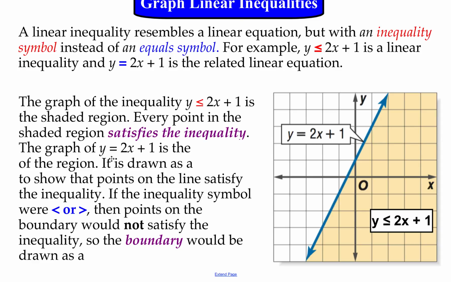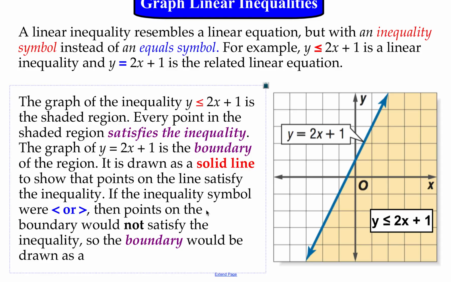The graph of the equation y equals 2x plus 1 is called the boundary of the region. Since this is a solid line, it's drawn as a solid line to show that the points on the line also satisfy the inequality. However, if the inequality was just a less than instead of less than or equal to, then we would include that boundary as a dotted line, and those points would not satisfy the inequality. So the boundary would be drawn as a dashed line.